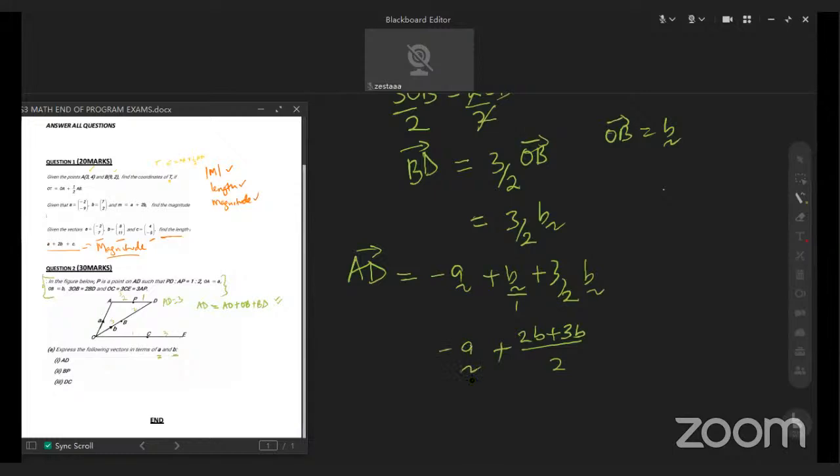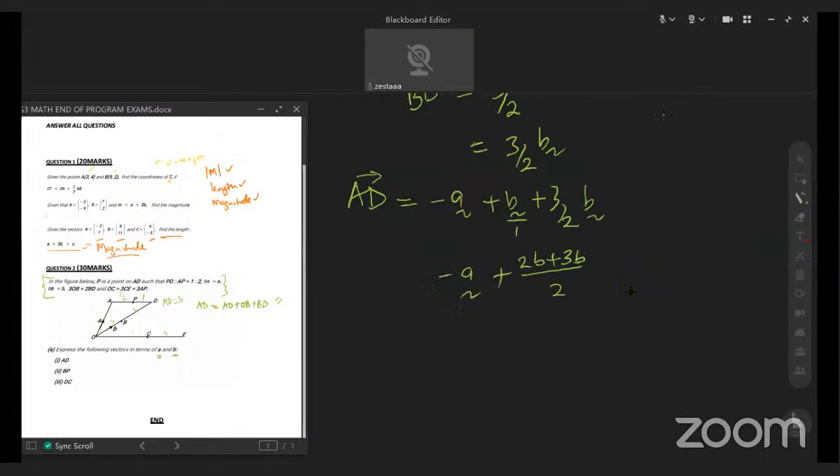Please make sure you simplify your work as much as possible. Don't leave it hanging. So this will be equal to 2B plus 3B, which is 5B, so negative A plus 5 out of 2 B. But you can also write it beginning with the positive, which is 5 out of 2 B minus A. This will give us your AD.